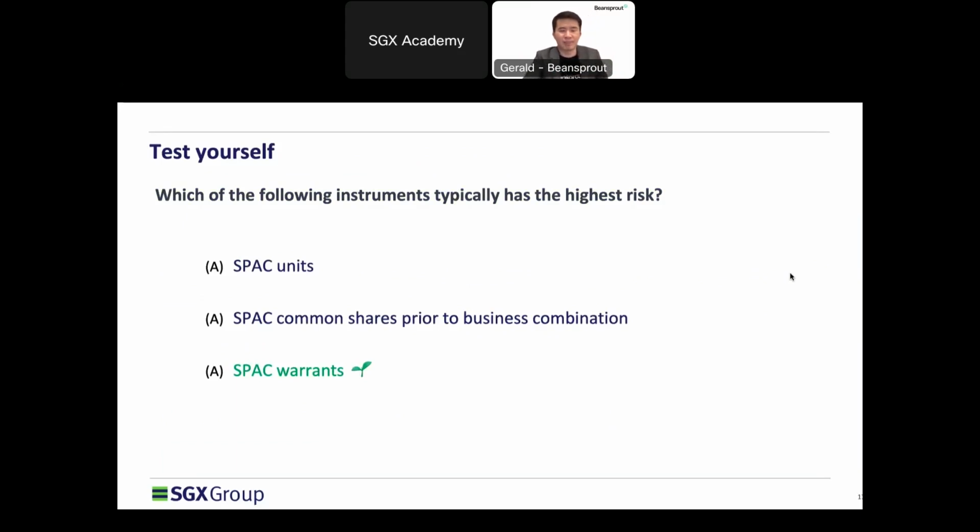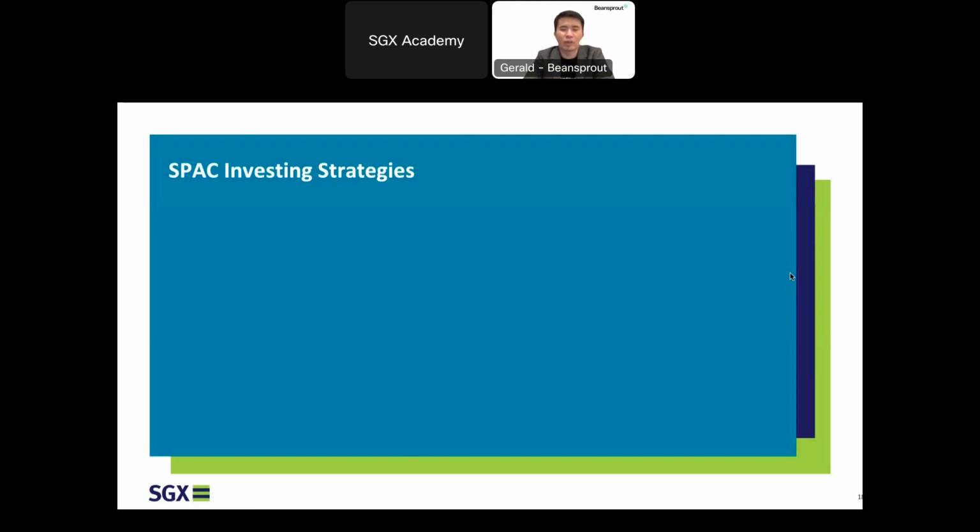Okay, the answer is the SPAC warrants, because the protection mechanisms are not in place for the holders of the SPAC warrants. Plus, in nature, they are more leveraged instruments, and that will present holders with a higher degree of risk. So with that, I've done a quick recap around what SPACs are, and I'll move on to talk about the different investing strategies relating to SPACs.